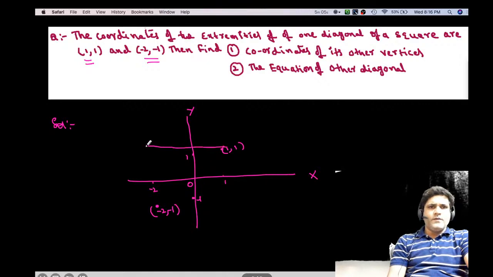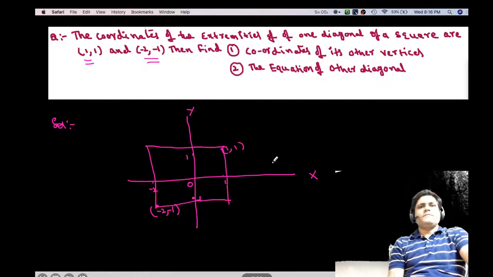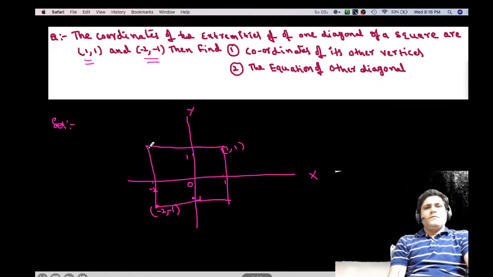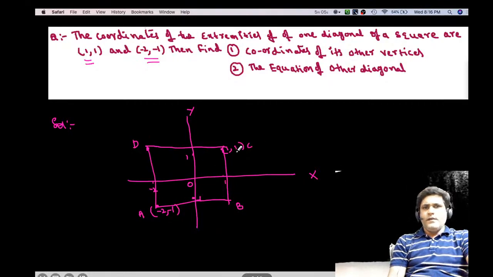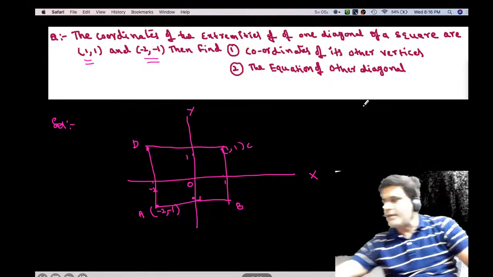So if we draw this square, this is a square. Suppose the square is ABCD. We need this BD diagonal, because the AC diagonal we already know, because we know the vertices. Now use the properties of the square.